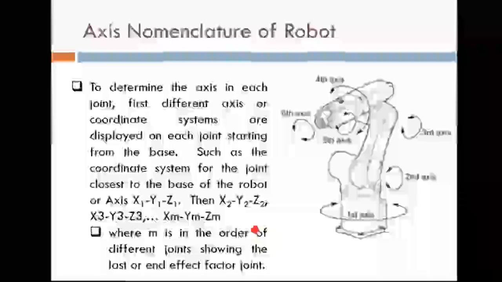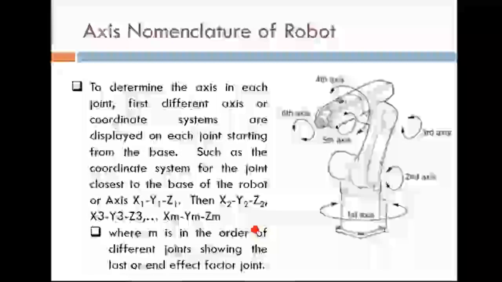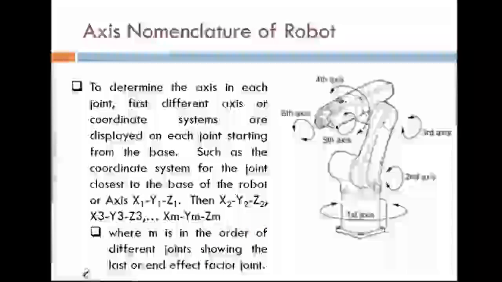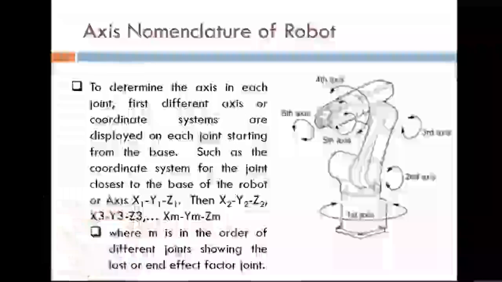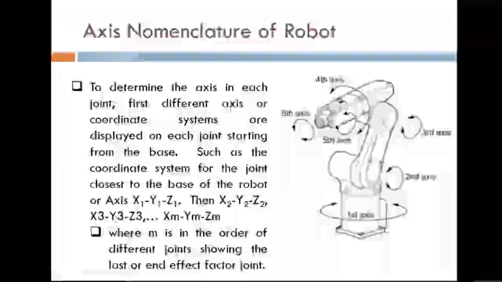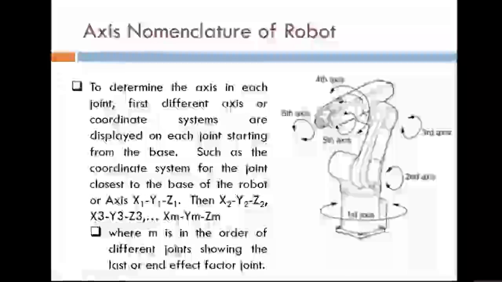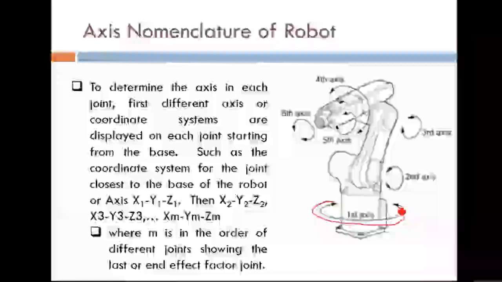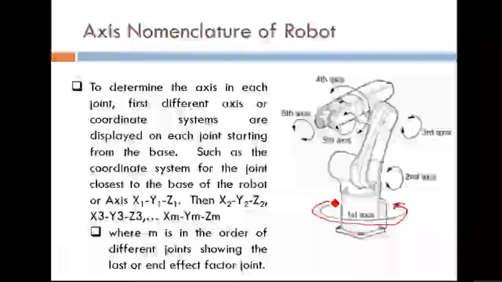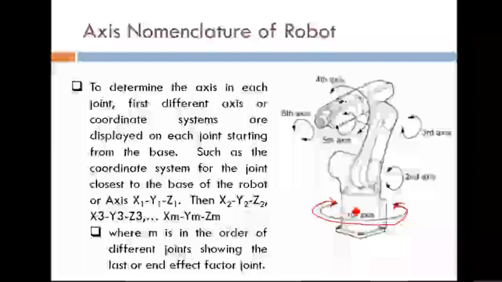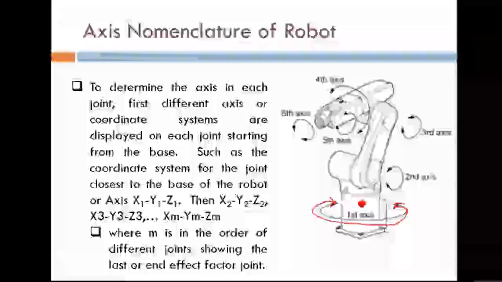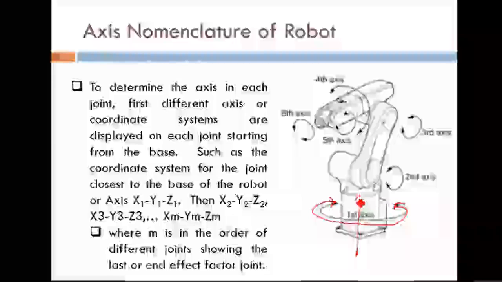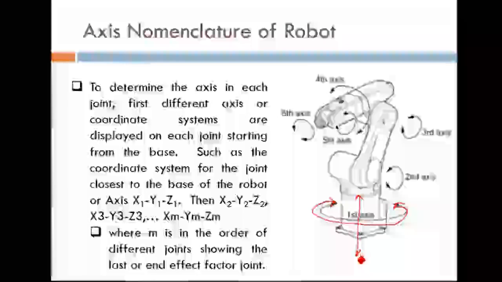Here I show one figure of the robot. To determine the axis in each joint, let me start from the base to the end of the gripper. The base is here. Here is one joint. The joint has rotary motion. So there is one axis, and this center line is the axis.